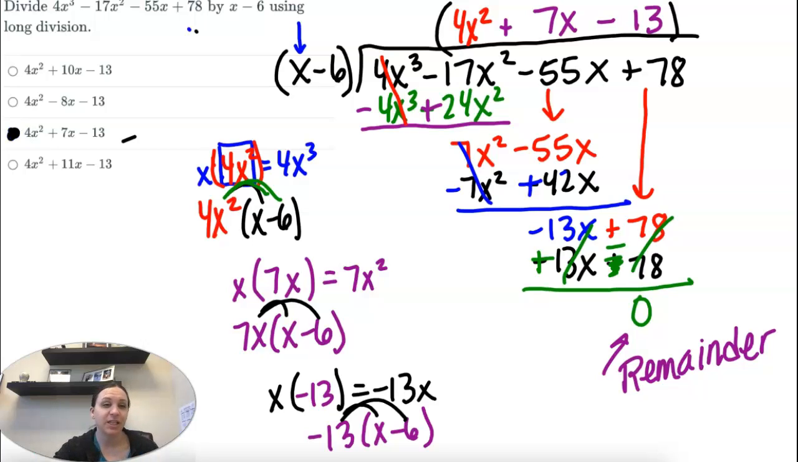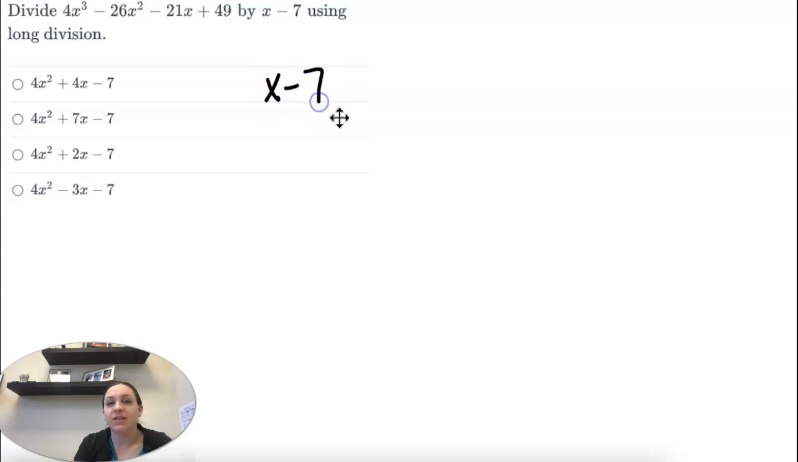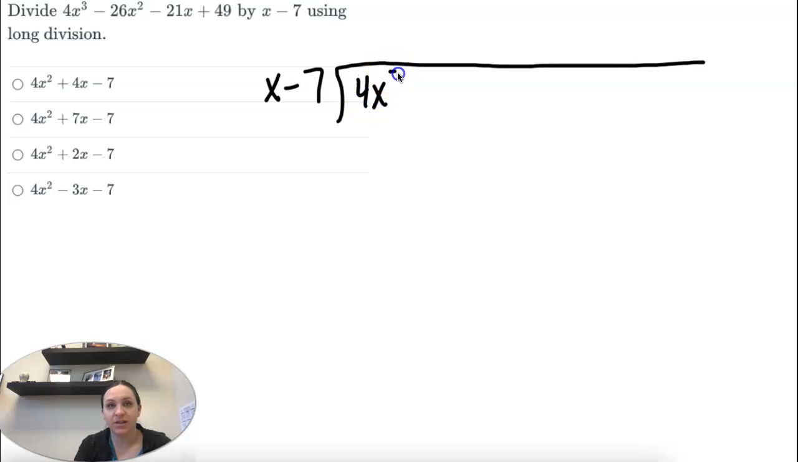Long division, it just takes practice. I know it seems like a lot. So we're going to do it again. Okay, so we're dividing this by x minus 7. So x minus 7 divided by 4x cubed minus 26x squared minus 21x plus 49.